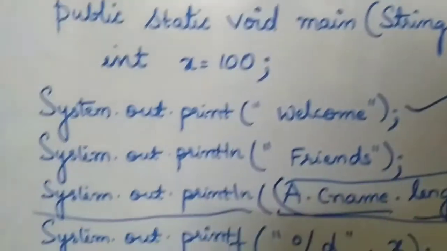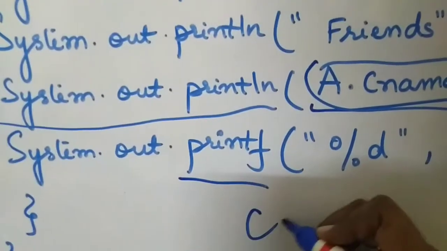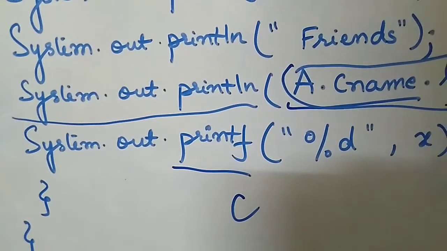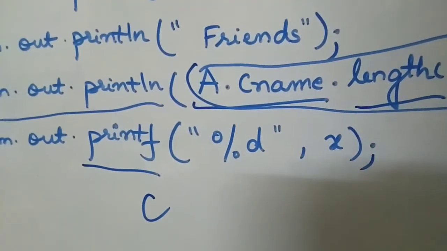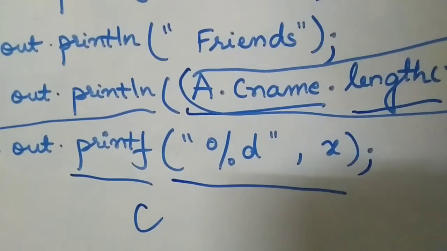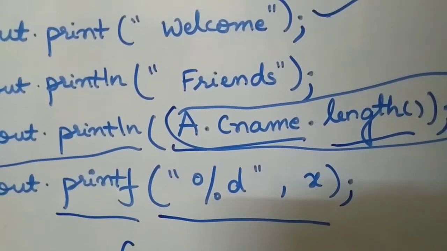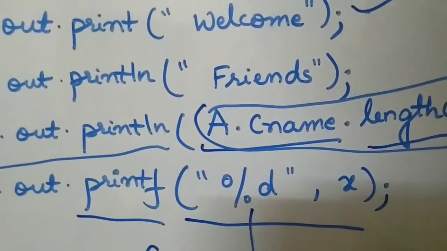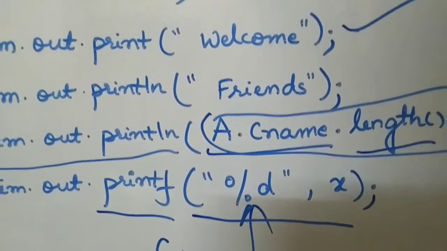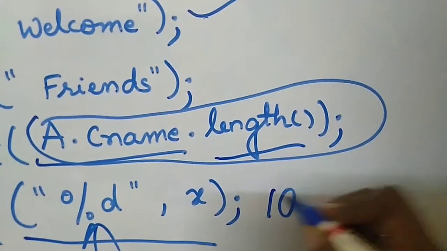Now coming to the printf method. The printf method is very much similar to C programming. Those who are familiar with C programming can identify this printf method, and it works the same way as in C, with the same syntax. This was added from JDK 5. What will be the output? This is the integer conversion specification, %d, and I am trying to print the value of x. So the output will be 100.